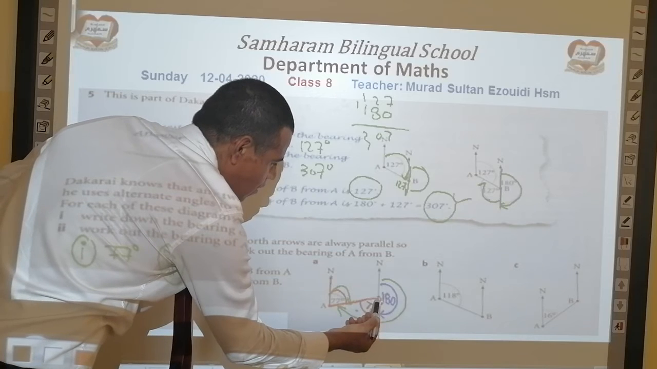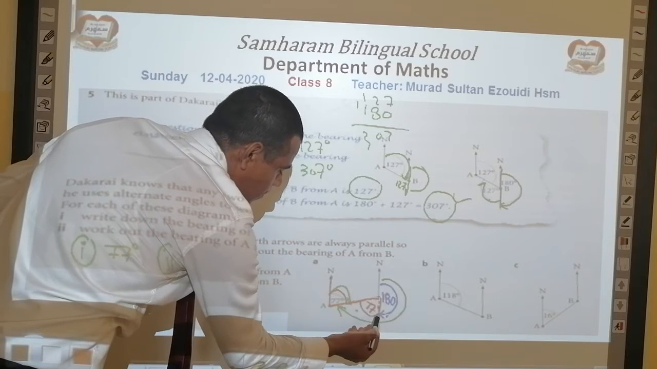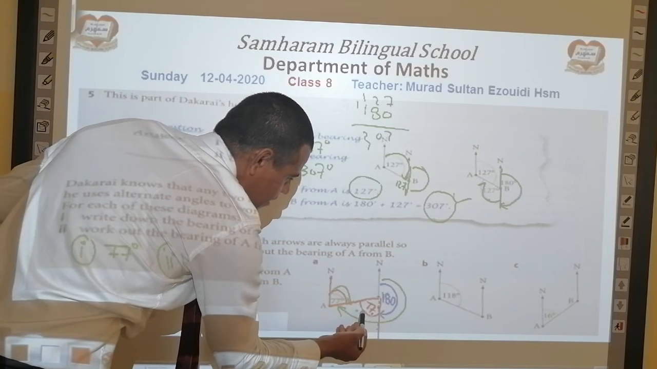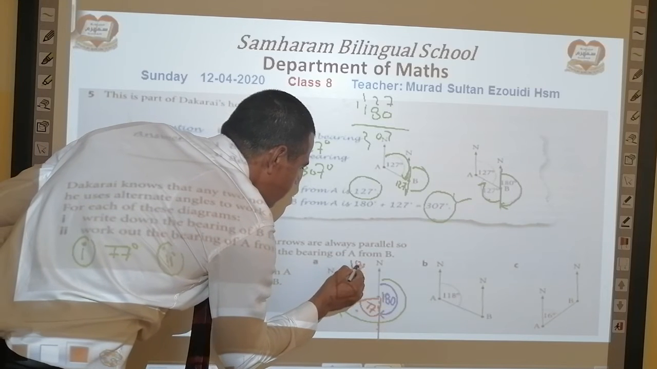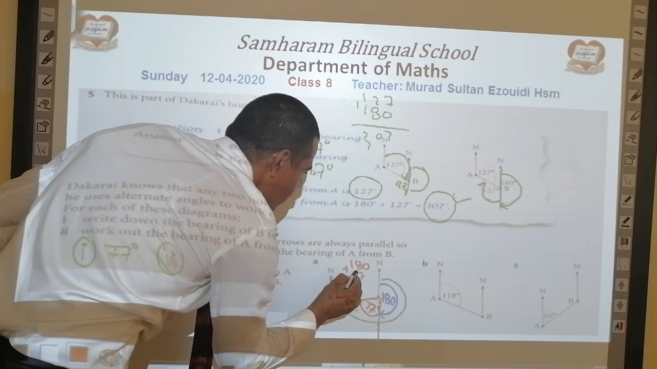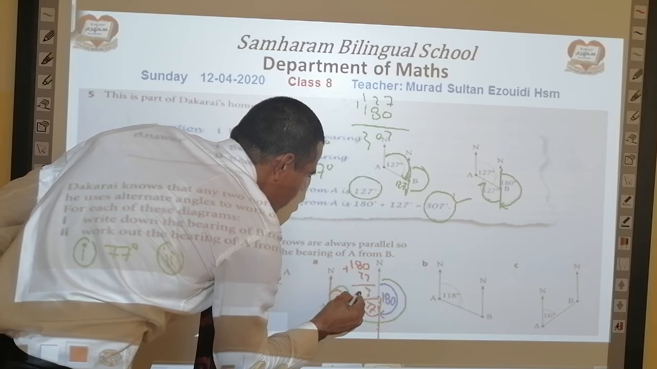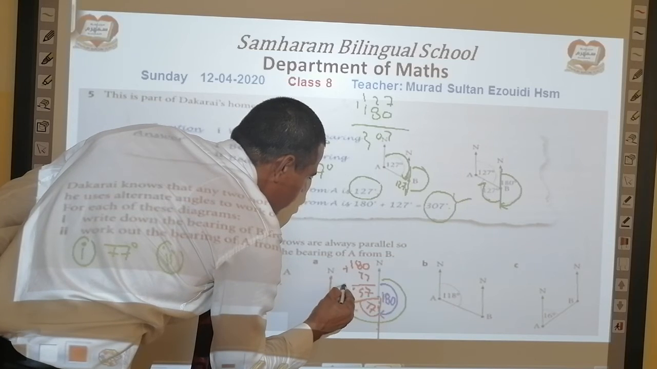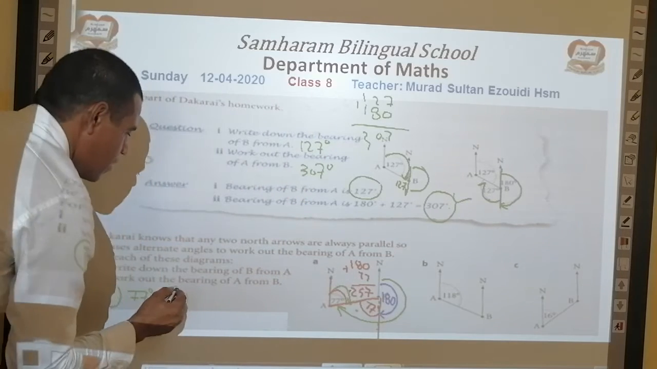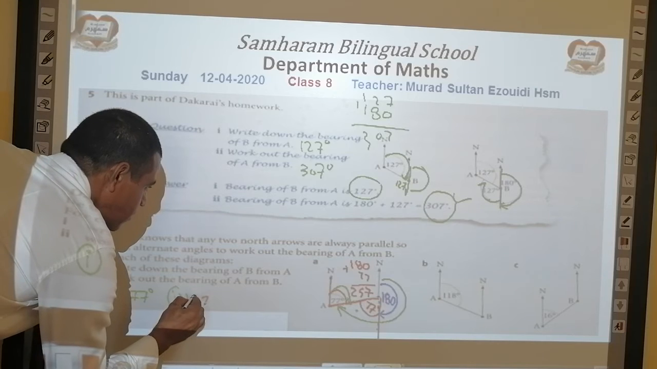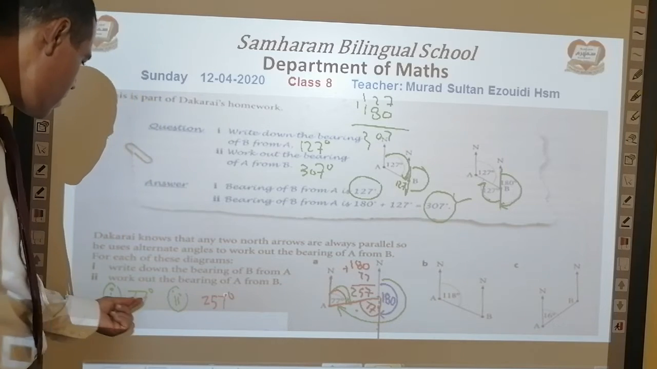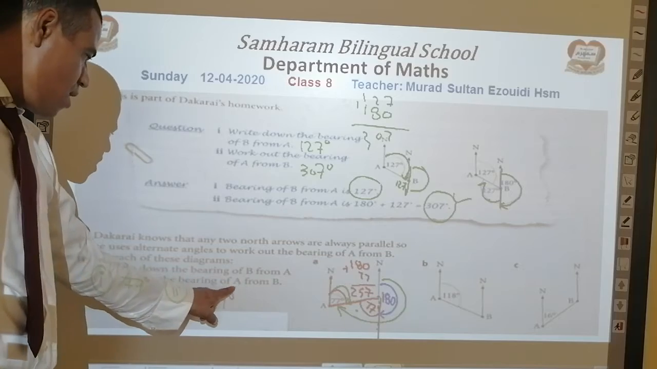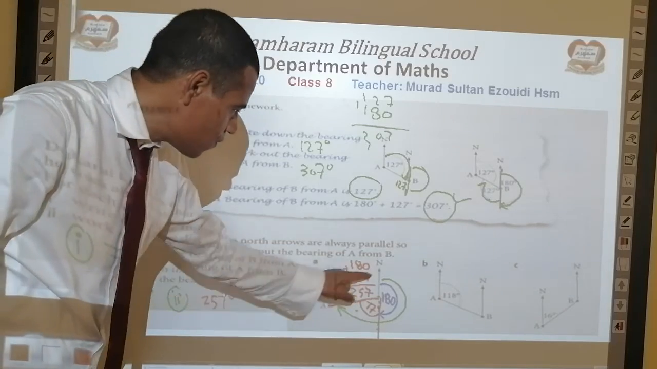So the bearing of A from B is 180 plus 77, okay? 180 plus 77 gives 257 degrees. This is the bearing of A from B.